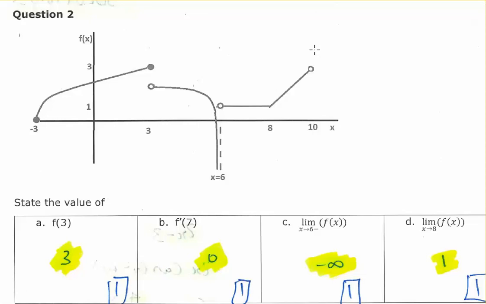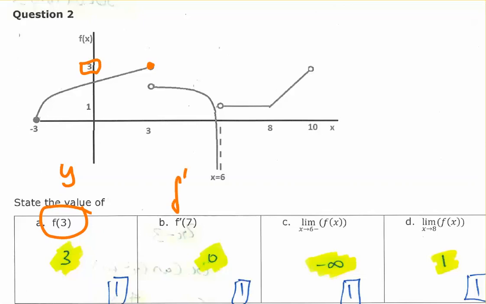This is for Year 12 Methods. It is the 2021 Calculus Topic Test Tech Aloud. It's question number 2. So f of 3 asks for the y value when x equals 3. And I can read from the graph that it's a coloured circle there, inclusive, so therefore 3 is the answer.